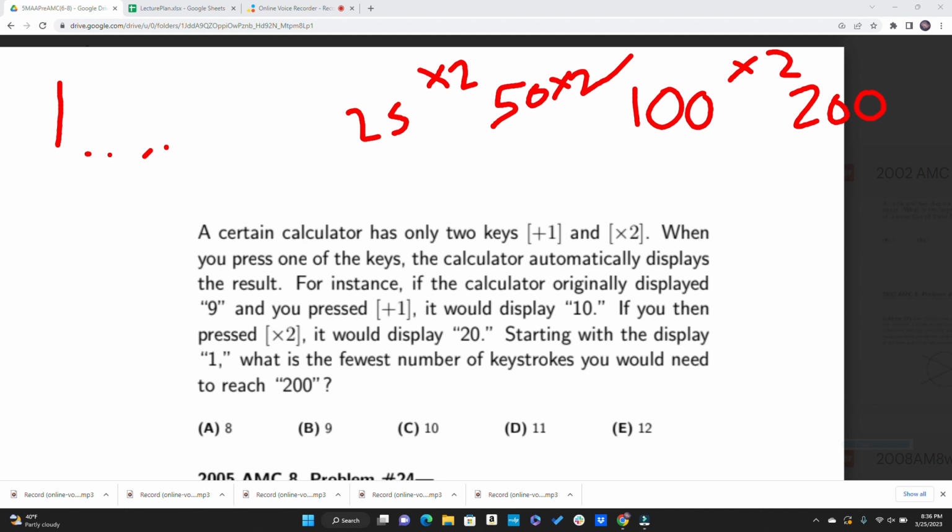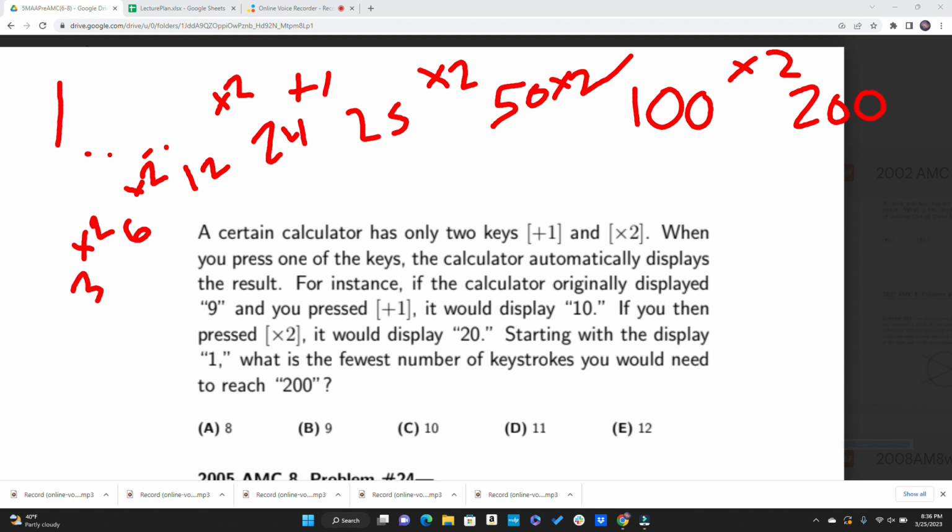But from 25, we can't have used the ×2 key before then, because 25 is an odd number. So there couldn't have been a ×2 if we're working with an odd number. So it must have been the +1 key we used. So we'd have gone from 24. From 24, we could have used the ×2 key: 12 times 2 is 24. And we could do the ×2 key to get to 12 also: 6 times 2 is 12. Again, ×2 key to get to 6: 3 times 2 is 6.